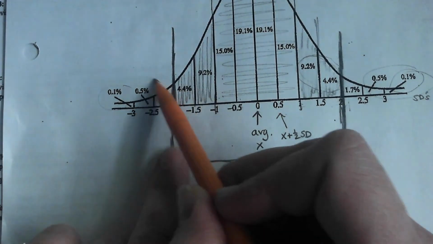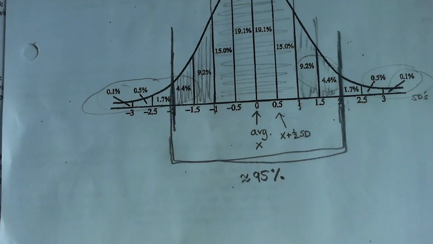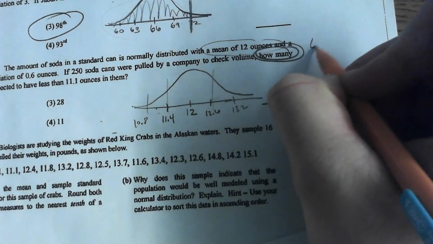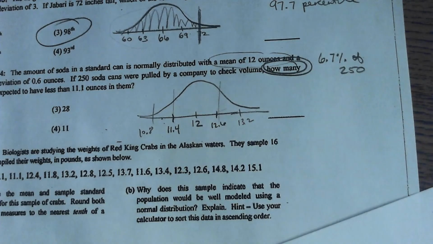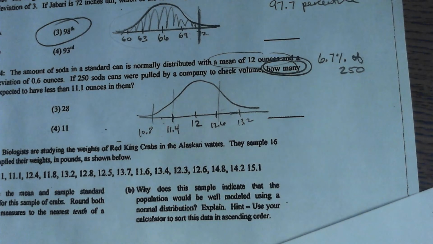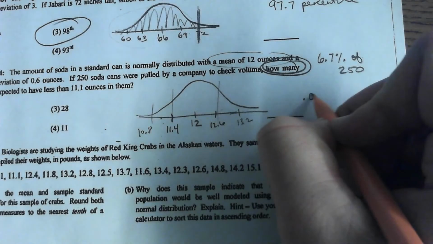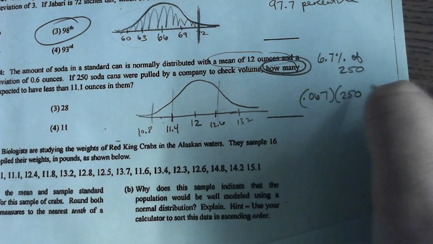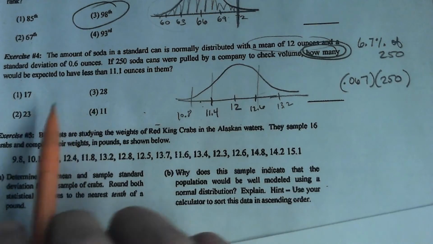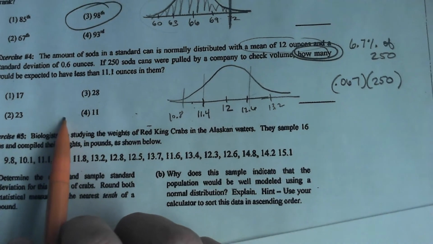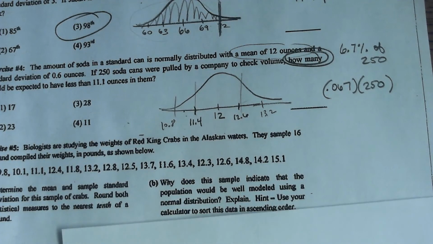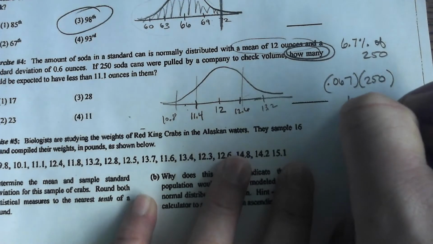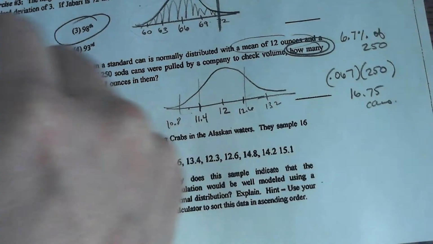So here's 1.5 below. These percentages all add up to 6.7%. So it would be 6.7% of the 250 are expected to have less than 11.1. So that's 0.067 out of 250. I'm actually surprised they don't have 6.7 as an option to throw people off, people who are just going to take the percentage and go on with their life. We want 0.067 times 250, which is 16.75 cans. That's approximately 17 cans.